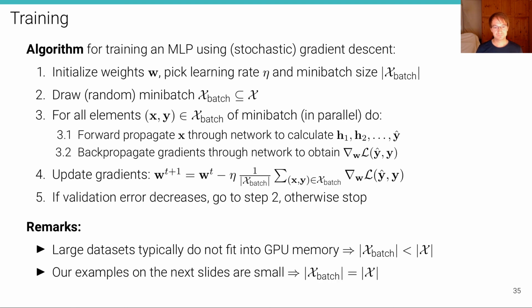Some remarks. Large data sets typically do not fit into GPU memory. That's why we typically for large data sets have a batch size that's smaller than the dataset size. For instance, 100 compared to 10,000 data points in total. Now, the examples that we'll show on the next slides are actually quite small with just few data points. So we can choose the mini batch size as the dataset size. So it's actually not a mini batch, but in every iteration, we are just computing the gradients, the average gradient over the entire dataset.